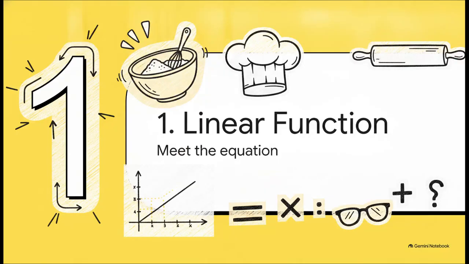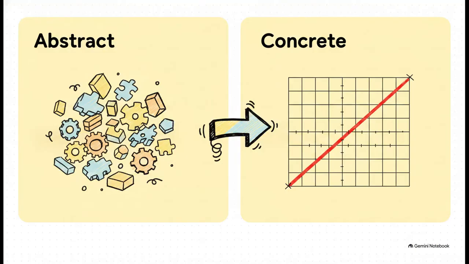Let's jump right into step 1, meet the linear function. You know, you really can't bake a cake without knowing your ingredients, and you definitely can't plot a graph without understanding your function. This is the exact transformation we're going for. We start with the abstract, an algebraic equation like y equals 2x minus 1. To most people, that's just symbols. But our concrete goal? A perfect straight line on a graph. That equation is actually just a set of instructions telling us exactly how to draw that line.